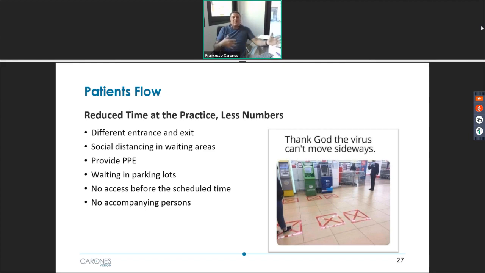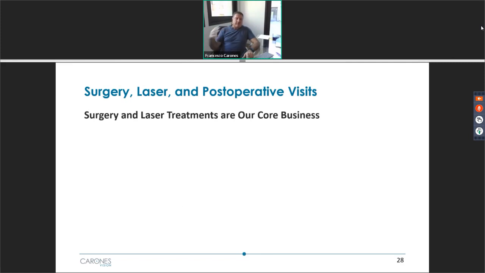So you may need to set a different entrance and exit if you have the possibility. As I said, social distancing, provide personal protection equipment. Some of us are suggesting to have the patients waiting in parking lots. This is impossible in Milan because parking lots are too far from the practice. Another good idea is not allowing patients to come too early and not allowing patients to come in a mass group, like not only the accompanying person, but maybe the entire family.